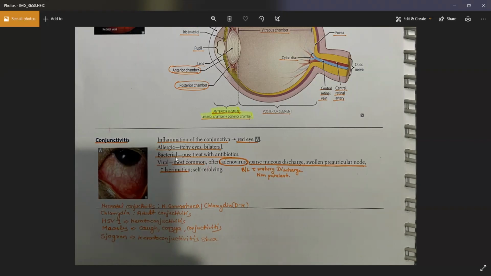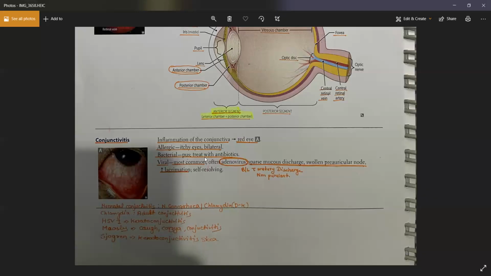In case of bacterial conjunctivitis, you will have pus in the eyes, and it will be treated with antibiotics. Does anyone know what kind of bacteria can cause conjunctivitis? We discussed that in microbiology already. Gonorrhea, yes, and chlamydia. Yes, gonorrhea and chlamydia.